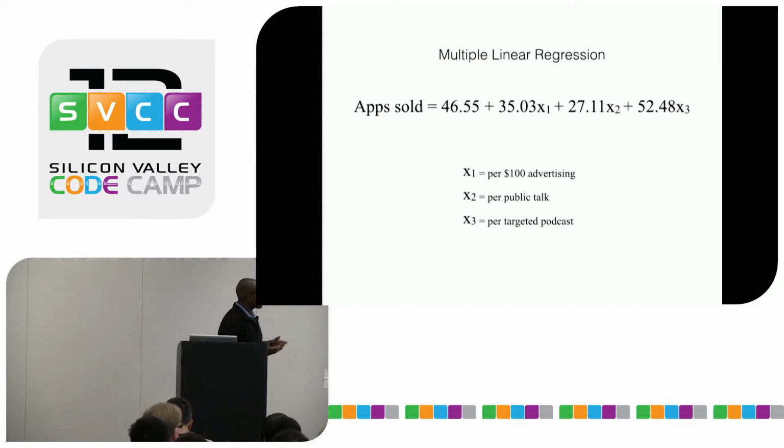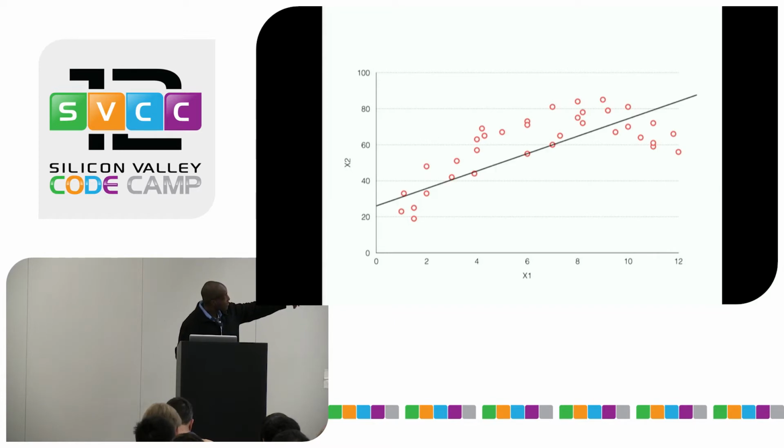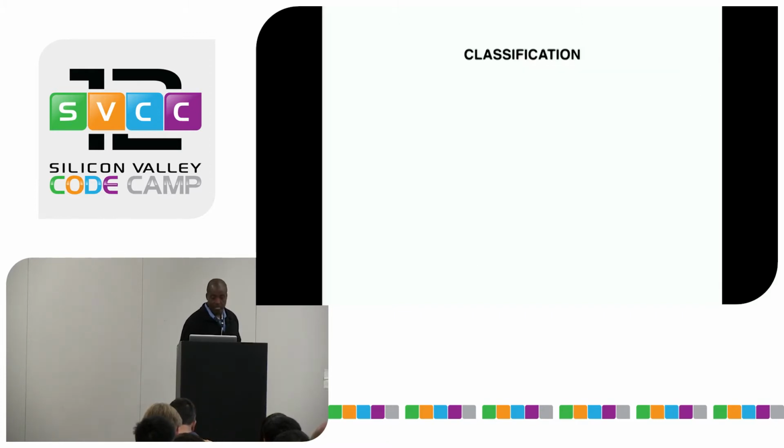But if you do $100 in advertising, you're going to sell 35 more. Do a public talk, you're going to do 27 more. A targeted podcast, you're going to do 52 more. So it gives some weight to each feature. And again, real quick, it's just polynomial regression. Sometimes a line doesn't fit perfectly, and by doing some higher order variables, you can get a line that fits. But there are other algorithms that are much better than that.